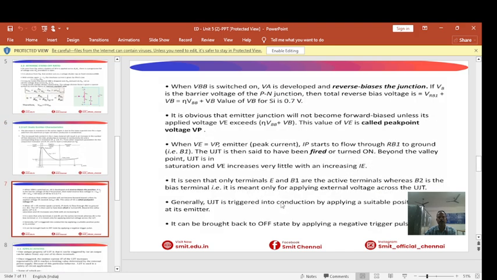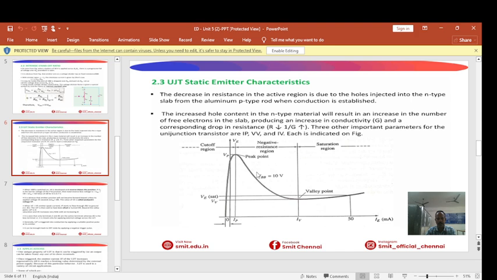Particularly, the UJT cannot be used as an amplifier because of this negative resistance region. Then coming to the static emitter characteristics, the graph between the emitter voltage and the emitter current is called the emitter characteristics. The graph, as I already told you, has three regions of operation. The important points to note are the peak point, the valley point, the peak current and the valley current.